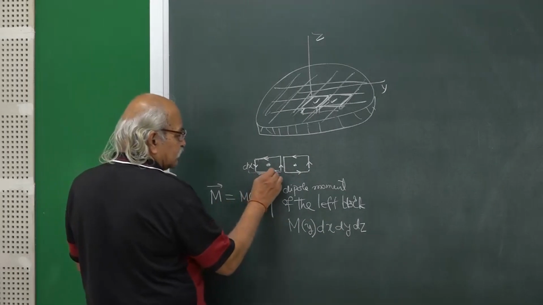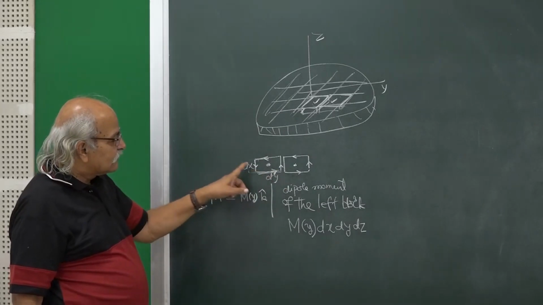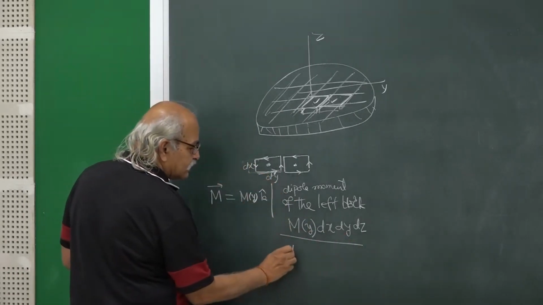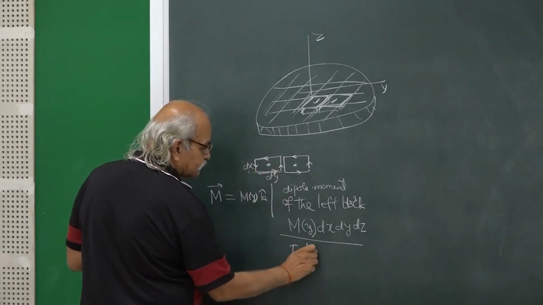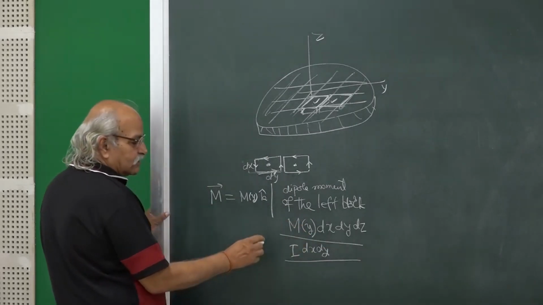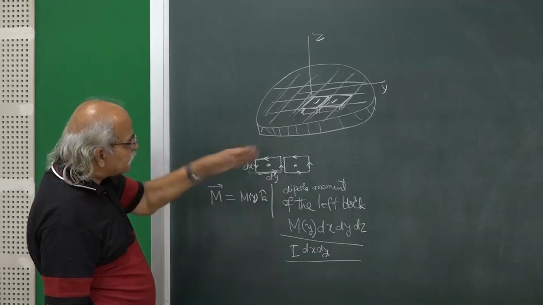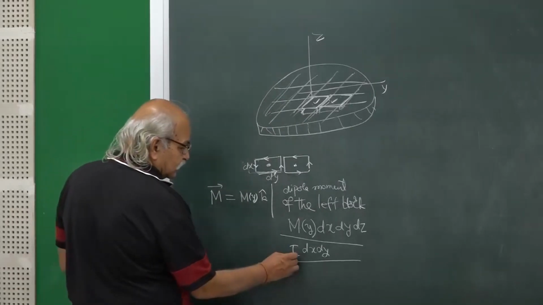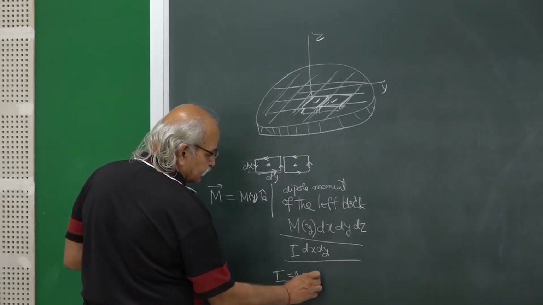And if this current is I, the area of the loop is dx dy. So, if I have a current I here, then the dipole moment of that will be I times dx dy. And I have to make these two equal, so that this whole magnetized block can be replaced by the corresponding current loop for further calculations. So, what is this then? I should be equal to M and dz. This is I.